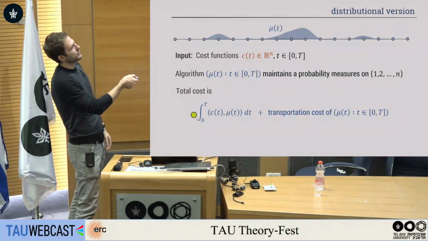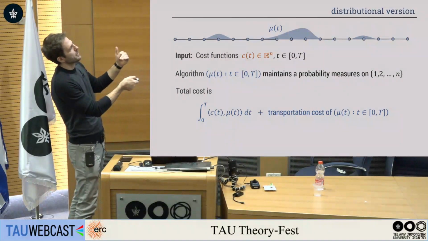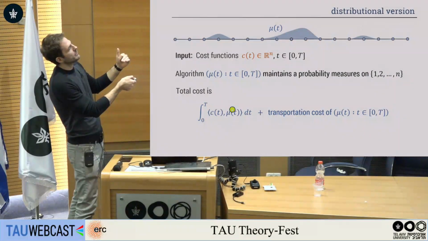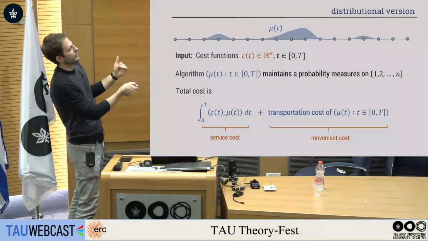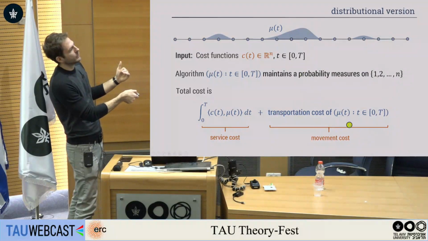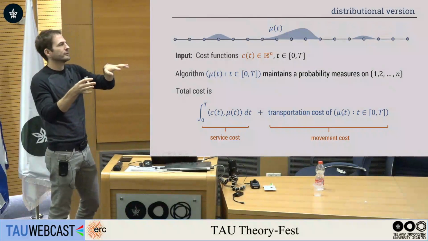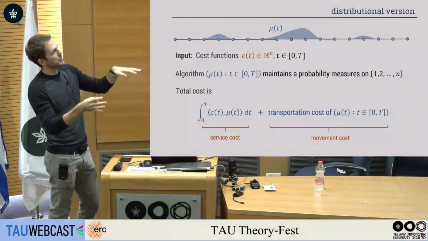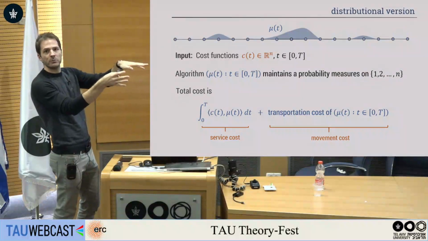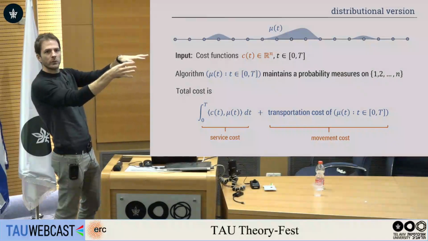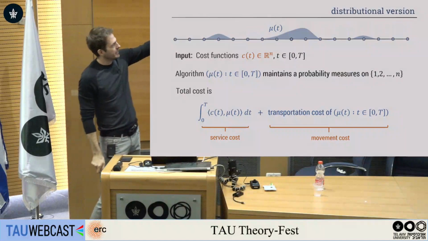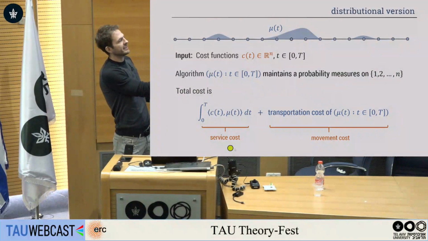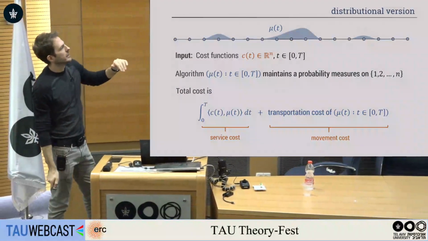Okay, so now the notion of cost in this model is just that when the cost function comes, you pay the average cost under your distribution. That's called the service cost, plus the total transportation cost. So if you change your distribution, you have to pay the cost, basically the earth mover distance, to change your current distribution into the next distribution you want. Okay? And the point is that this cost model is exactly the same as the one we had before.